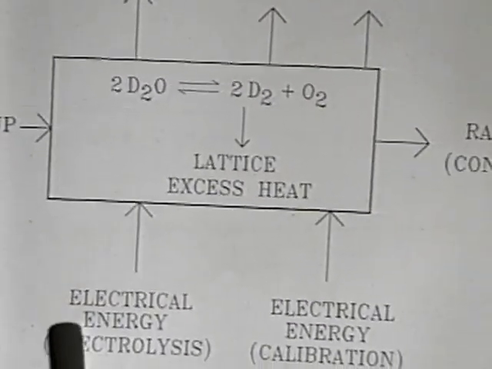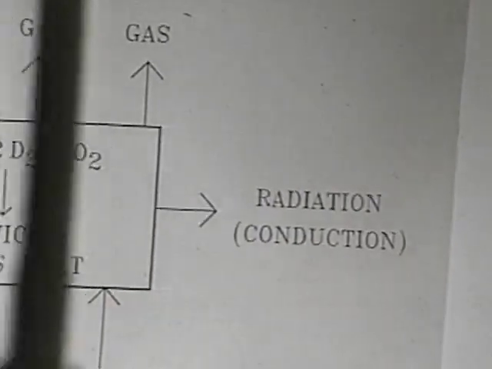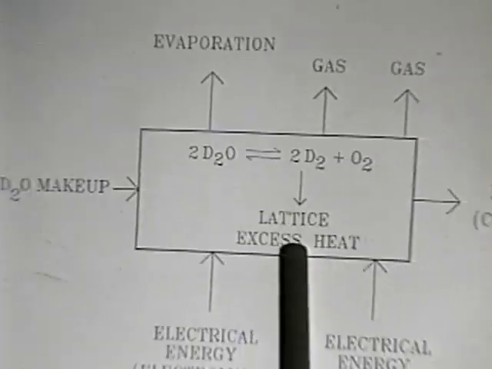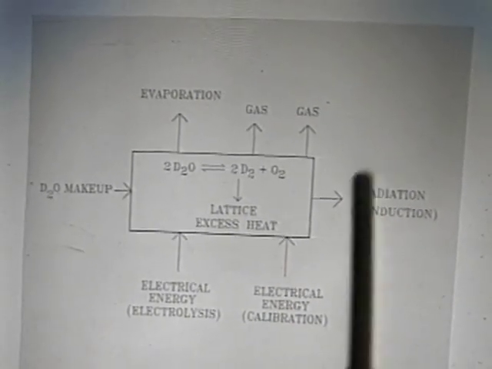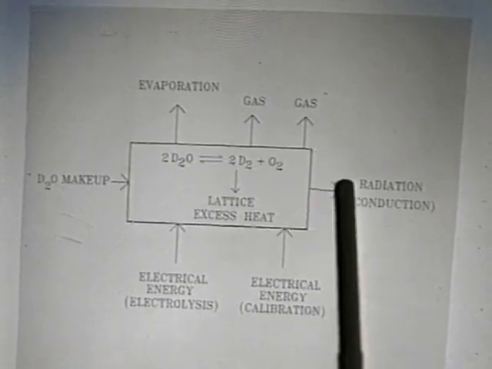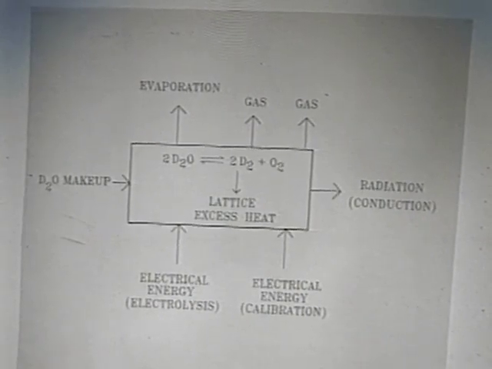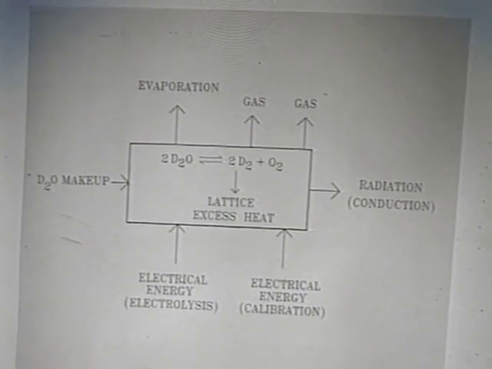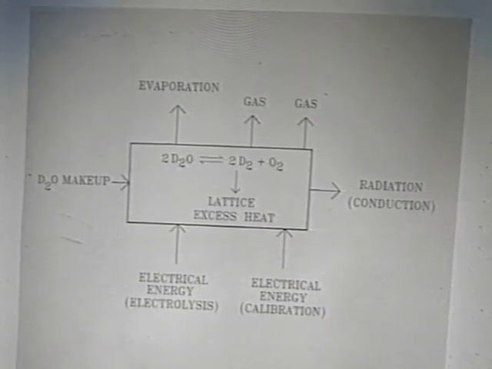We have the electrical energy in, calibration energy in, and we have, of course, heat taken out in the gas streams. We may or may not have excess heat production, and we have the heat loss to the environment, which in our cells is largely by radiation. And we characterize this by a heat transfer coefficient. So if there is no anomaly in the system, the heat transfer coefficient should be constant.